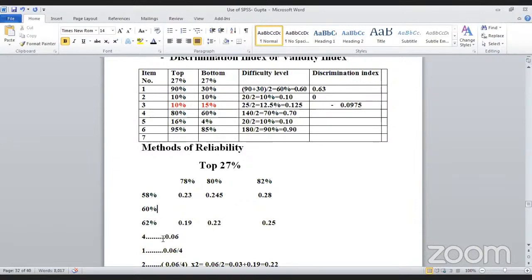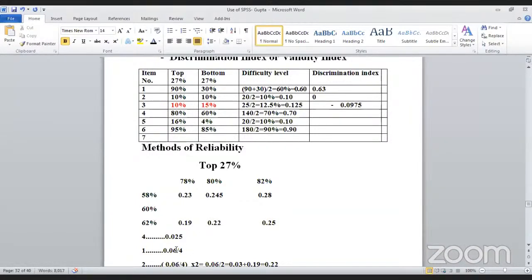The difference between them is 4. And when 4 is the difference, then what is the difference between 0.245 and 0.22? So that will be 0.025. 0.025 is the difference. Okay, because when you are going that 0.245 minus 0.22. So this will be this.